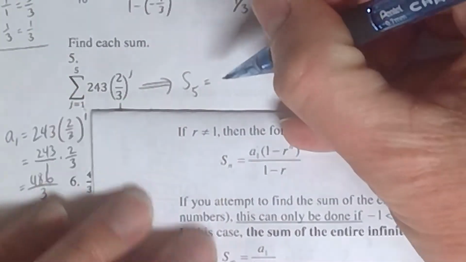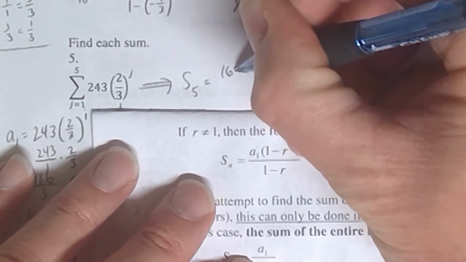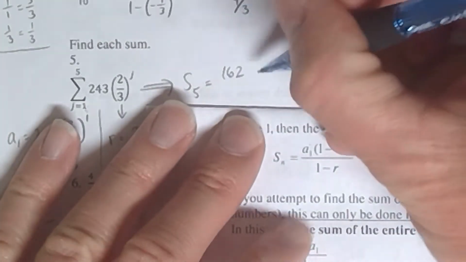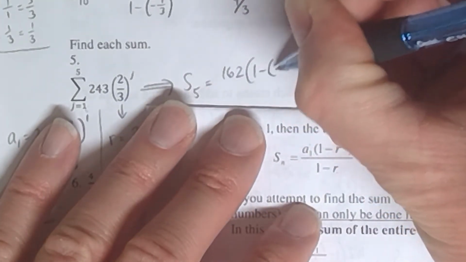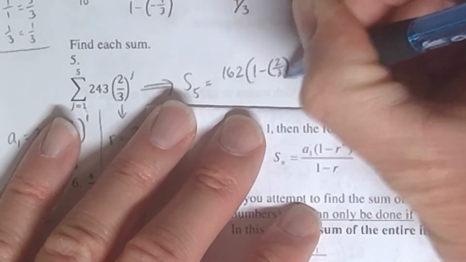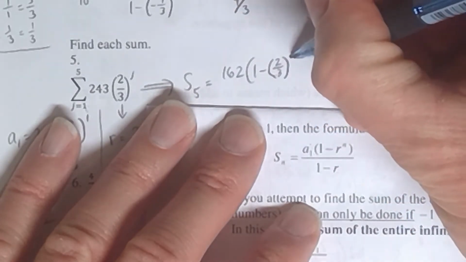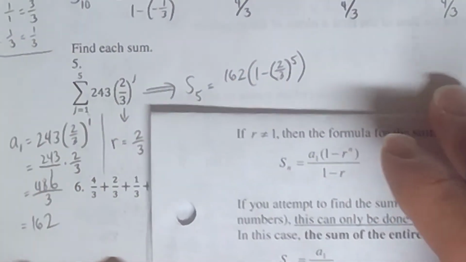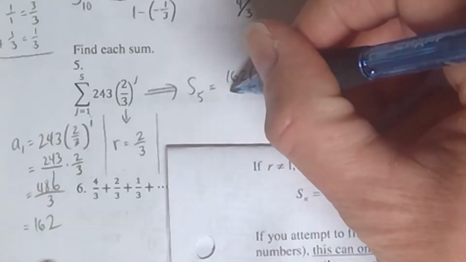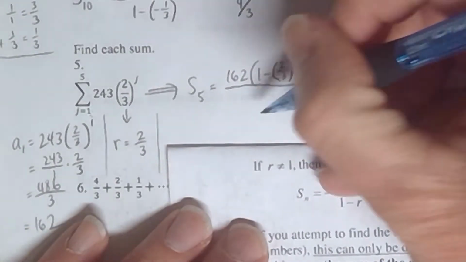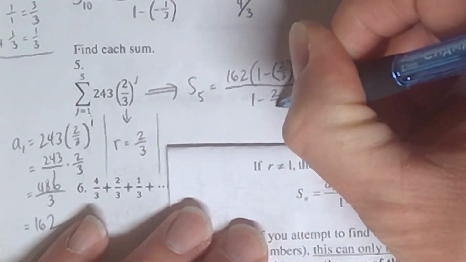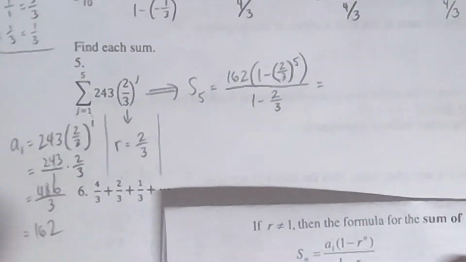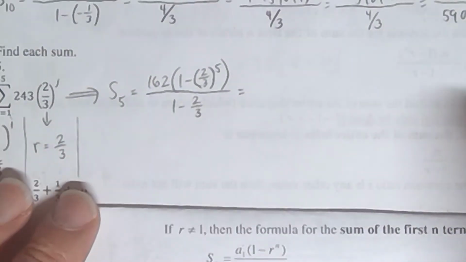It says to put the A1 right there, which is 162. We just found that out. Put the A1 in front of the bracket. And then you say 1 minus, and then the R, which is 2/3, we put that in there along with the N, which is 5. Remember, N is 5 because it's the sum of the first 5 terms. All right. And then underneath that, it says 1 minus R. Okay. It'll be a little bit easier than the last problem, I promise you. It's still kind of tough because of those fractions there, but we'll get through it here.